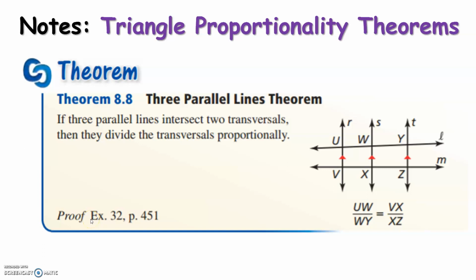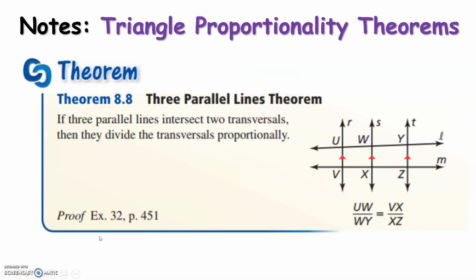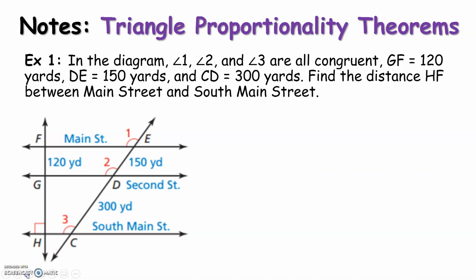All right, the focus of this lesson is triangle proportionality theorems part 2. Theorem 8.8 says that if three parallel lines intersect two transversals, then they divide the transversals proportionally. That is, the distance UW over the distance WY is proportional to VX over XZ, as shown in the diagram. Let's take a look at how this applies.